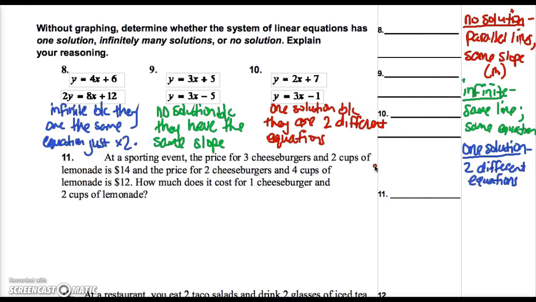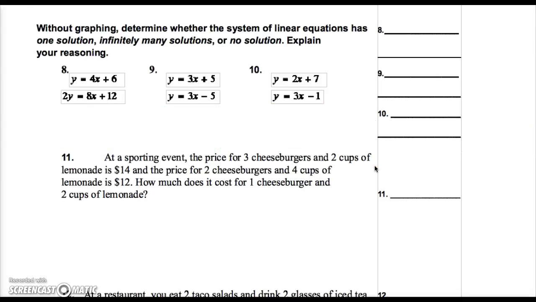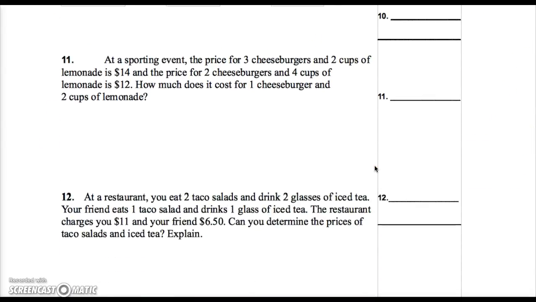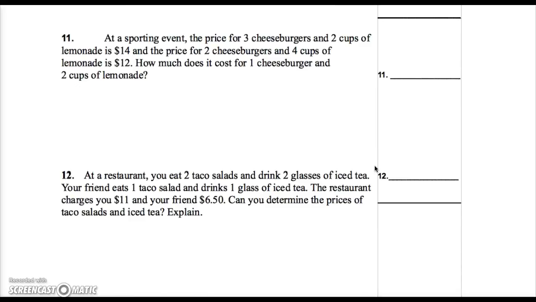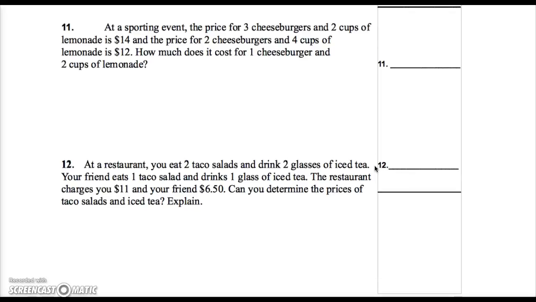So moving on to number 11. It says, at a sporting event, the price for 3 cheeseburgers and 2 cups of lemonade is $14. And the price for 2 cheeseburgers and 4 cups of lemonade is $12. How much does it cost for 1 cheeseburger and 2 cups of lemonade? So I'm going to set up a system.